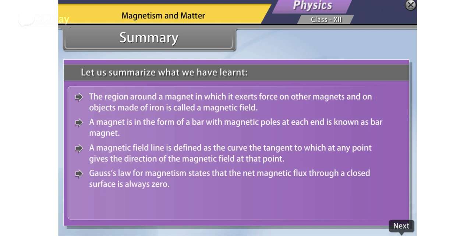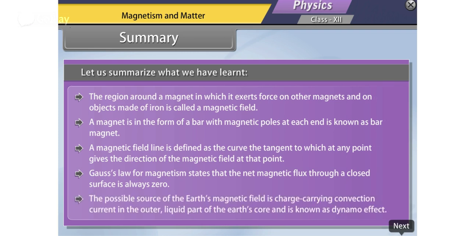Gauss's law for magnetism states that the net magnetic flux through a closed surface is always zero. The possible source of the Earth's magnetic field is charge-carrying convection current in the outer, liquid part of the Earth's core and is known as the dynamo effect.